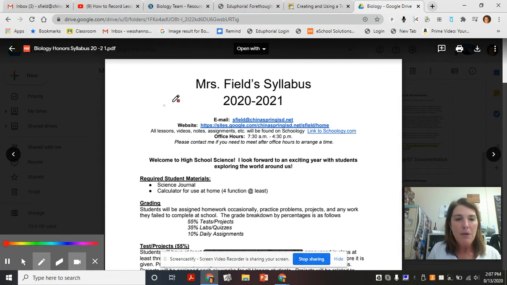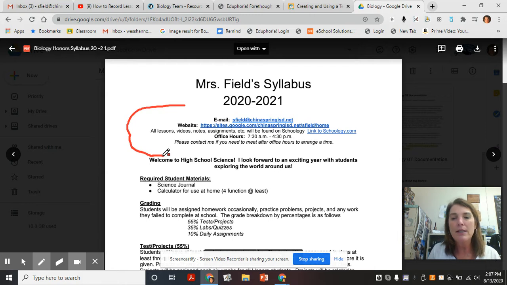So a couple of things up here at the top of the syllabus, you will see how to get a hold of me. Notice that I put office hours in there, and that's just to let you know that if you email me or you send me a message on Schoology, I will get to it as soon as I can in those hours. After 4:30, when I head home, the internet is not always the best, so I might not be able to get to it as quick.